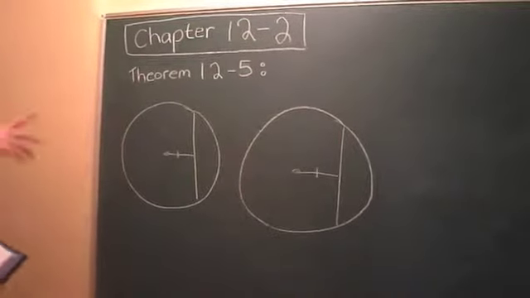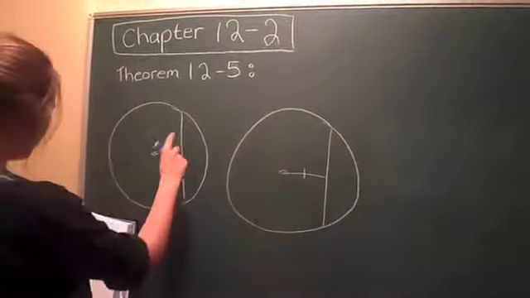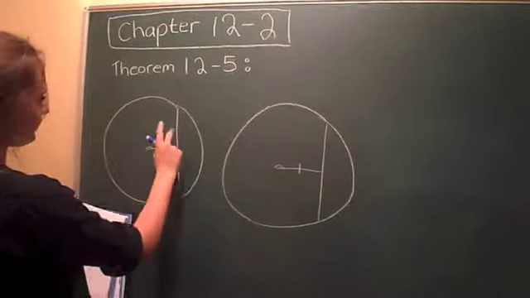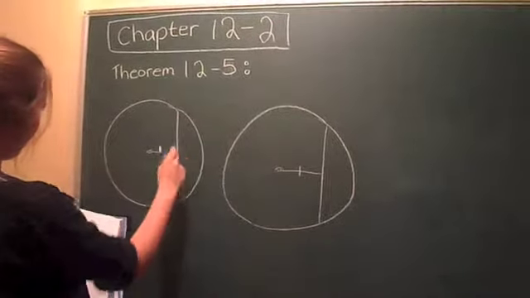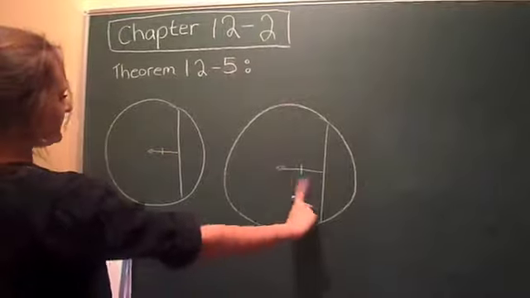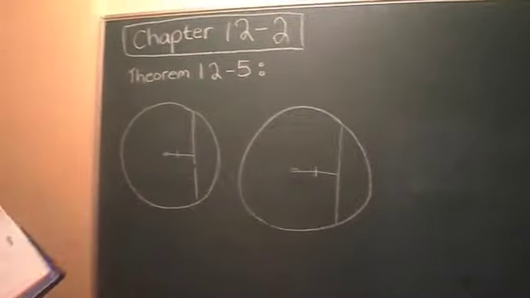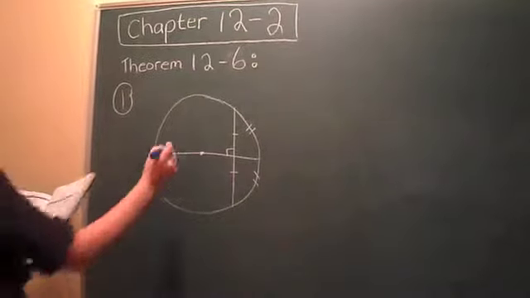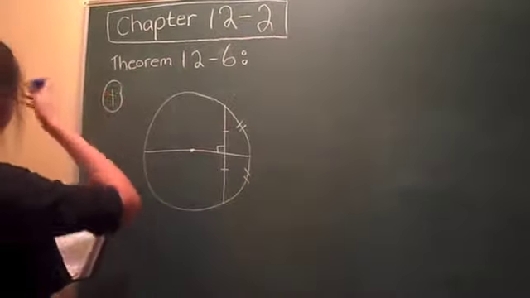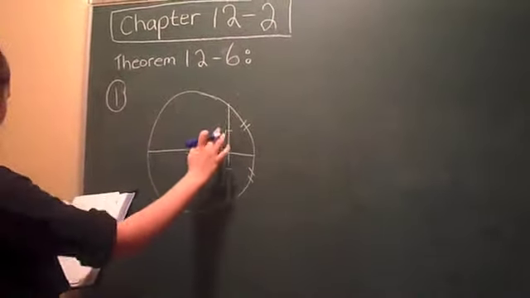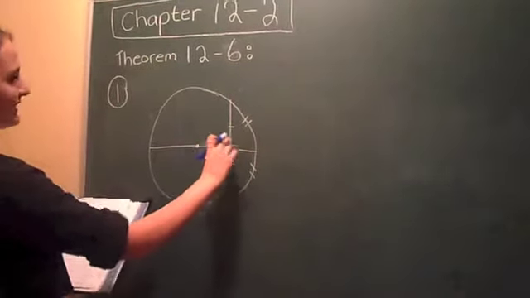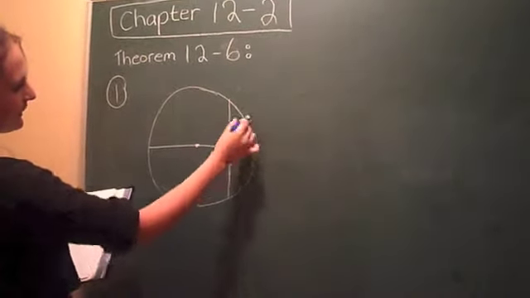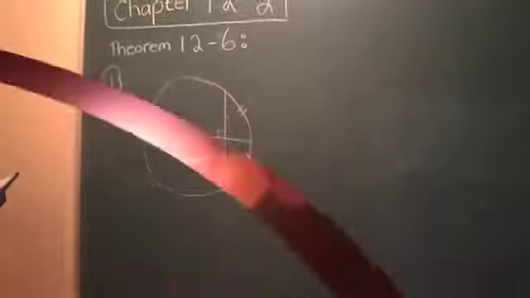Theorem 12.5 states that chords equidistant from the center are congruent, and congruent chords are equidistant from the center. Theorem 12.6 states that in a circle, a diameter that is perpendicular to a chord bisects the chord and its arc, which makes these two and these two congruent.